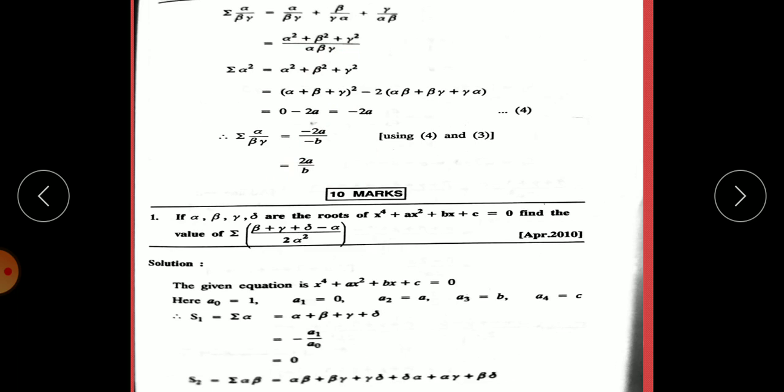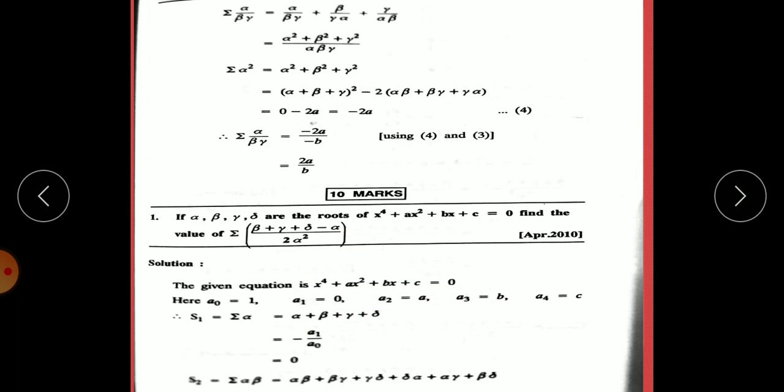Next, we are going to see a 10-mark question. If alpha, beta, gamma, delta are the roots of the equation, then find the value of summation (beta plus gamma plus delta minus alpha) divided by 2 alpha squared. Write the given equation as f of x, then find out the coefficients a0, a1, a2, a3, a4 and so on.